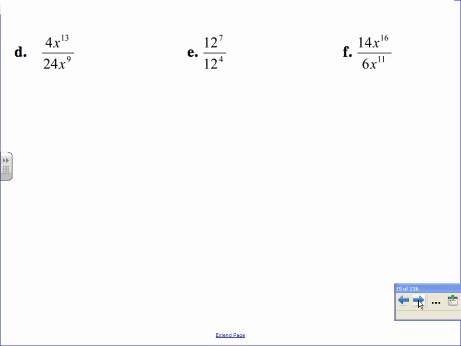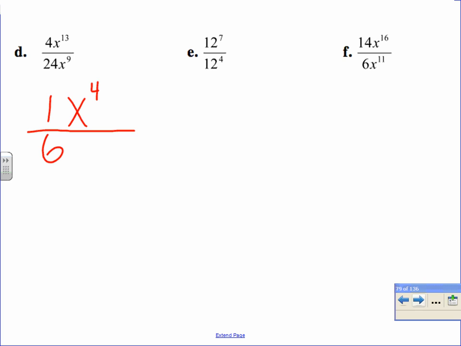Okay, letter D. 4x to the 13th over 24x to the 9th. What should we do first on this one? What should we do first, Briar? Good. So, Briar, what is 4 over 24? Good. So 4 over 24 is 1/6. What does the x become, Donatus? X to the what? Nope. What do you do when you're dividing? Okay, does it go on the top or on the bottom? Good. So it becomes x to the 4th. It goes on the top.